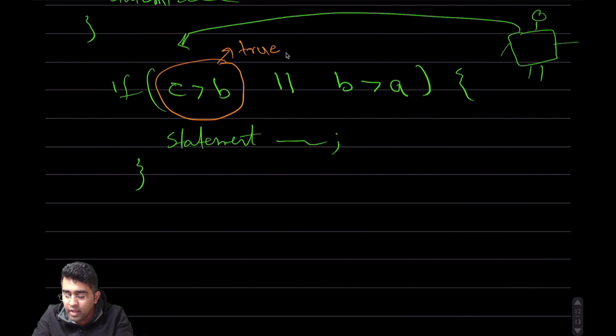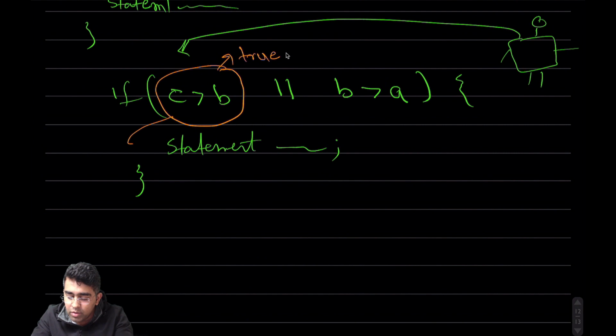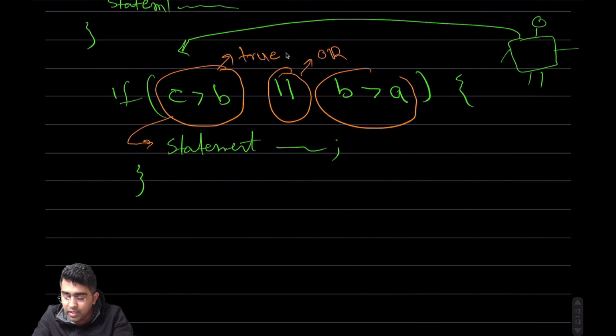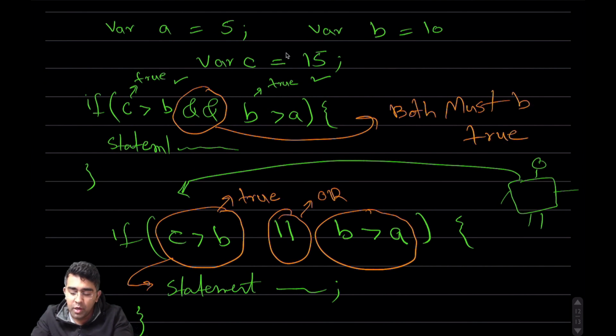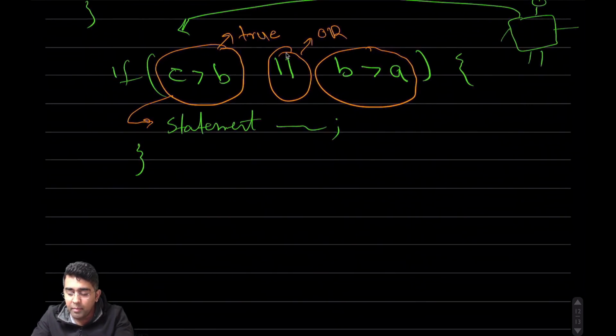If it's true, then straight away the compiler will go to this statement and execute our statement because we are using this OR operator. Which means that of these two conditions in the if block, if one of these gets true, then go and run this statement. But we used AND before, so this means both must be true. Did you get my point? Both of these conditions must be true, then it will go and execute the statement. But when we use OR, that means if any of these are true, then please go down and execute the statement.